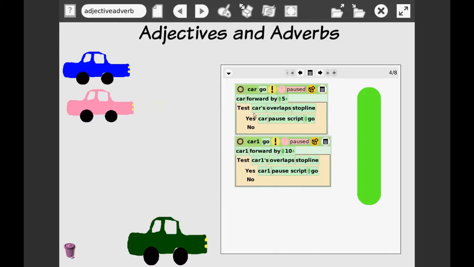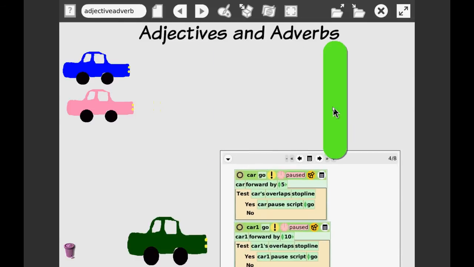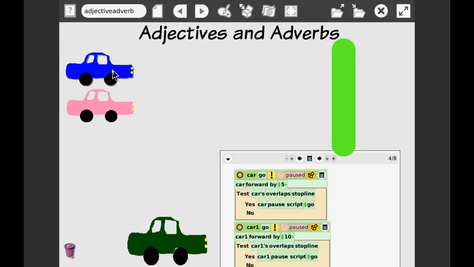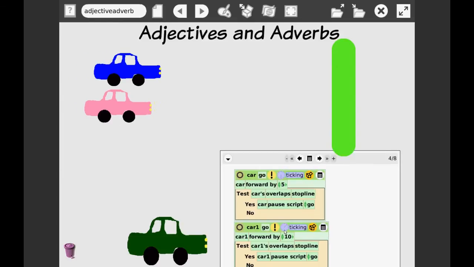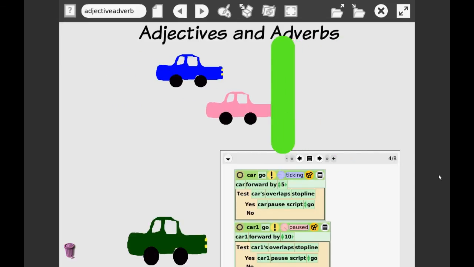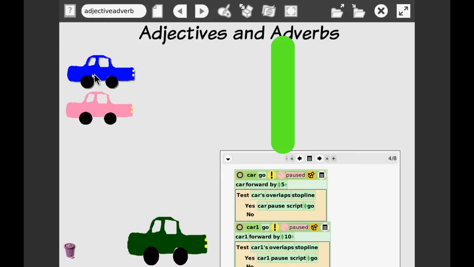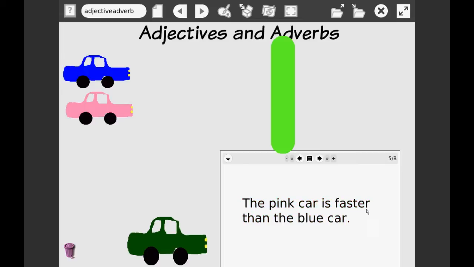Let's demonstrate this again, first using just these two cars. We have a red car and a pink car, and they're going to race along until they hit this green stop line. We're going to give the blue car a little bit of a head start, and then send the pink car on the way. Off it goes. And the pink car, though being handicapped by not having the head start of the blue car, still makes it to the finish line in ample time to win. So the pink car is faster than the blue car.